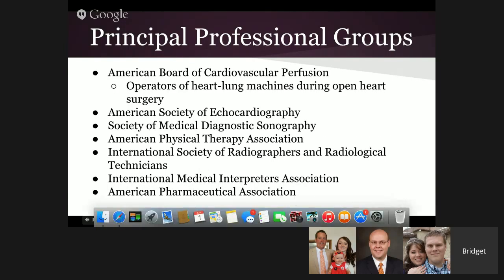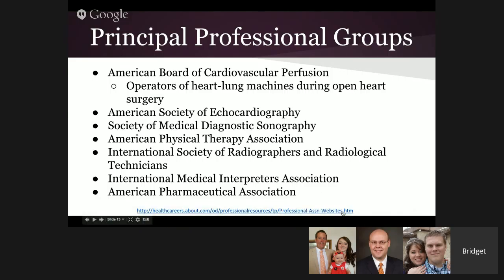Some other professional groups are as follows: the American Board of Cardiovascular Perfusion, who are the operators of heart-lung machines during open heart surgery. We have the American Society of Echocardiography, the Society of Medical Diagnostic Sonography, the American Physical Therapy Association, the International Society of Radiographers and Radiological Technicians. We also have the International Medical Interpreters Association and the American Pharmaceutical Association.